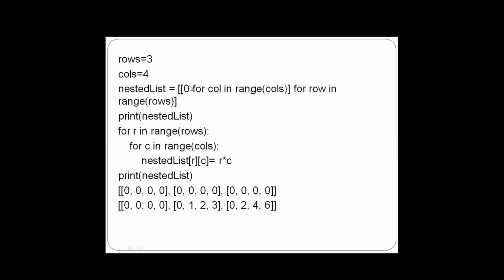The first thing. Did you see the 0 here? Yes, ma'am. So it says 0 for column in the range of columns and for row in the range of rows. So how many times does this for loop run? First it will run 4 times. That is why you have 4 elements here, and that is the reason you'll have 4 within each bracket, since it's range of columns.